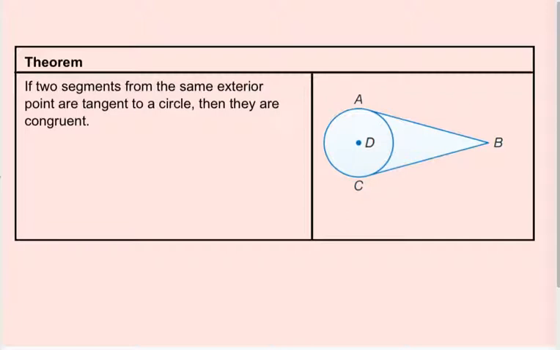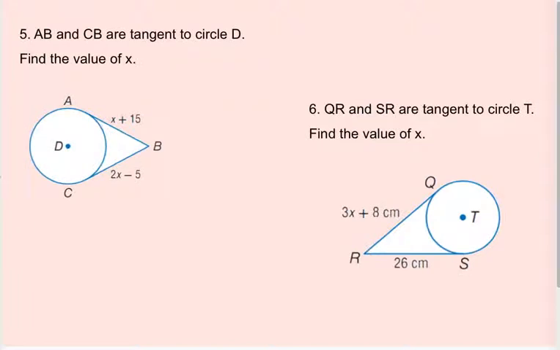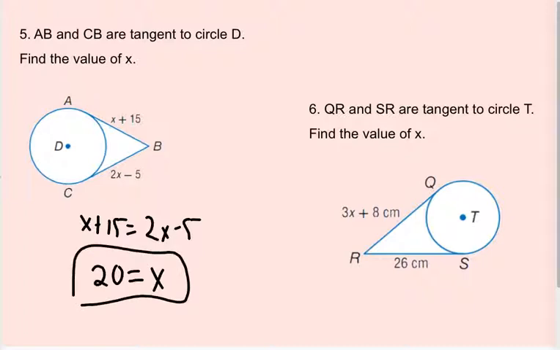So if two segments from the same exterior point are tangent to the circle, they are congruent. So pretty simple. This is tangent here. This is tangent here. Meet at the same point. Those two are equal. And guess what? They are both still perpendicular. So real simple. They're both tangent. So x plus 15 equals 2x minus 5. This one should take you about 10 seconds to solve.